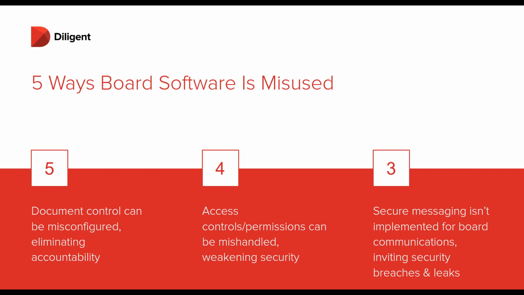So the first one, and we'll do like a top 10 list or a top 5 list, we'll go backwards. So the most frequently experienced snafu, if you will, would be really mishandling document control. Now, in almost every system out there, and certainly in Diligent, there are a number of different ways you can configure the platform to ensure that the right set of eyes gets the right document at the right time and in the right format. But those settings need to be really thought through.